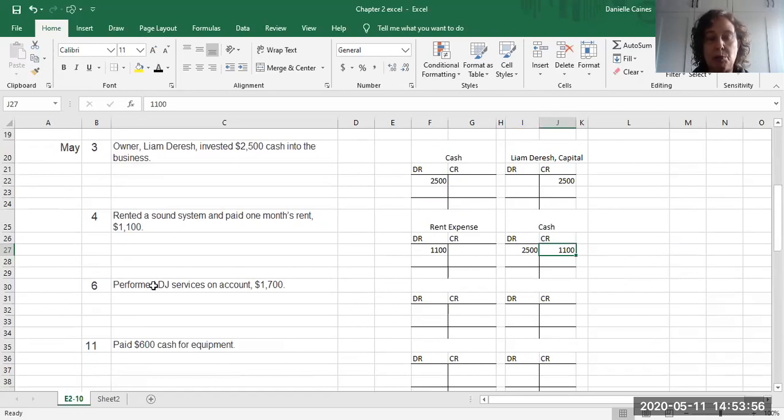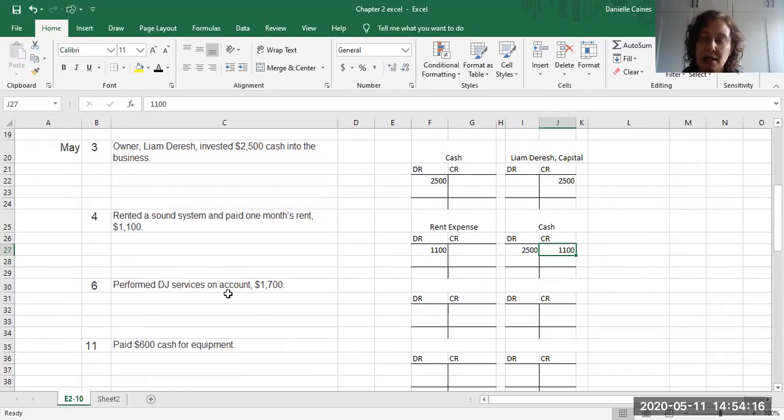The third one is we perform DJ services on account. So they said we perform services, so that means revenue. We performed some kind of a service, and so that's our revenue. And they said we performed it on account. So that means we didn't get cash.